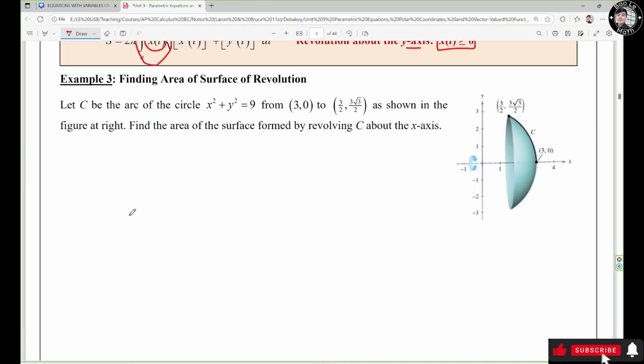Okay, let's take a look at example number 3. Find the area of the surface of revolution. Let C be the arc of the circle x squared plus y squared equals 9, from (3, 0) to (3/2, 3 root 3 over 2), as shown in the figure at right. Find the area of the surface formed by revolving the curve C about the x-axis, right? So the radius should be this guy, and this guy is actually y of t, right?